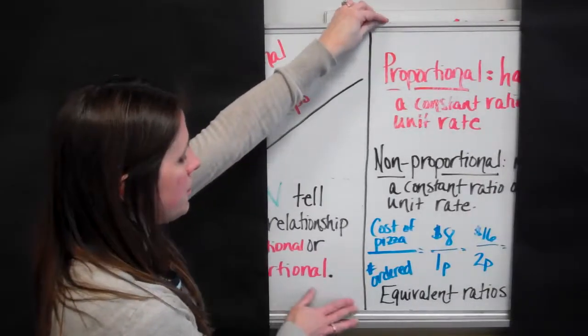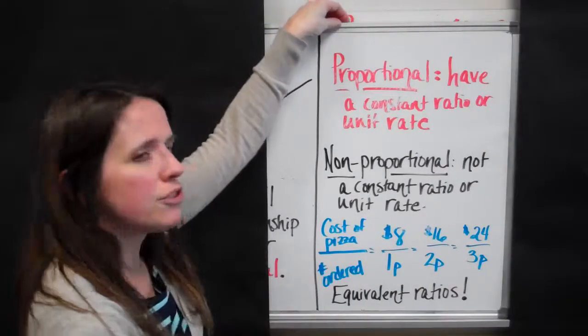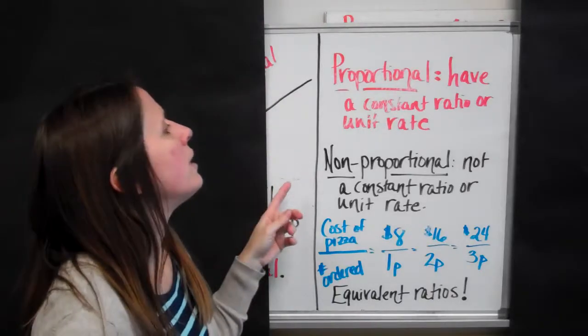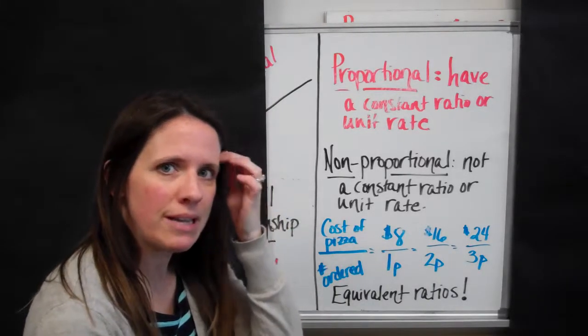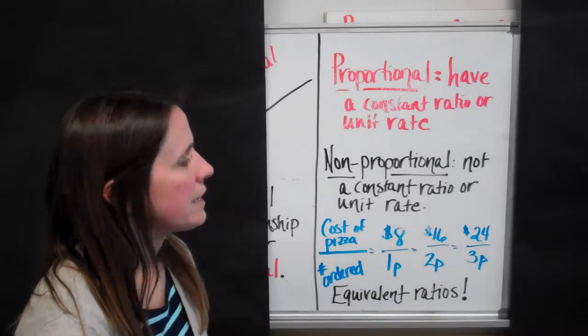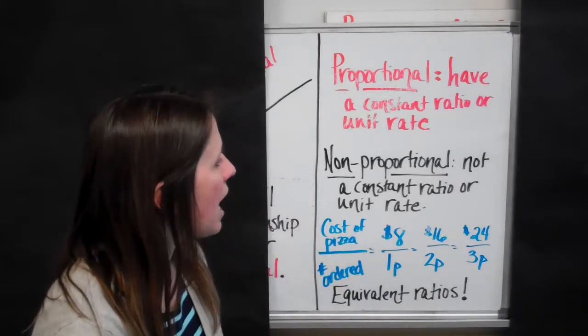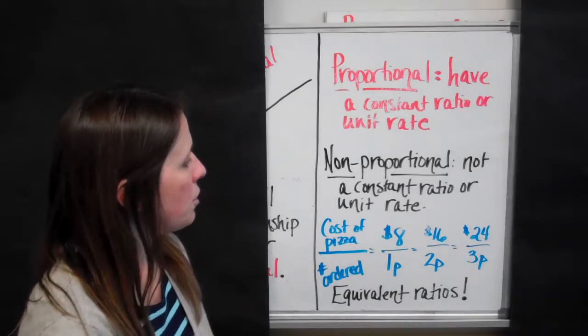We have a couple definitions for you to add to your list. Proportional means that you have a constant ratio or unit rate. Non-proportional then is the opposite of that. You do not have a constant ratio or unit rate.